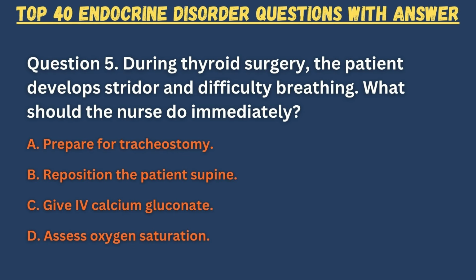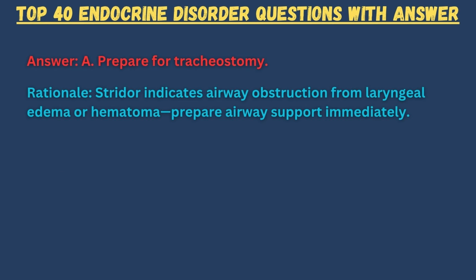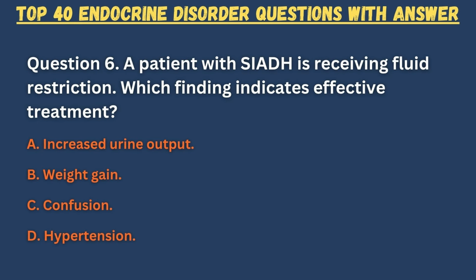Question 5. During thyroid surgery, the patient develops stridor and difficulty breathing. What should the nurse do immediately? A. Prepare for tracheostomy. B. Reposition the patient supine. C. Give IV calcium gluconate. D. Assess oxygen saturation. Answer. A. Prepare for tracheostomy. Rationale. Stridor indicates airway obstruction from laryngeal edema or hematoma. Prepare airway support immediately.